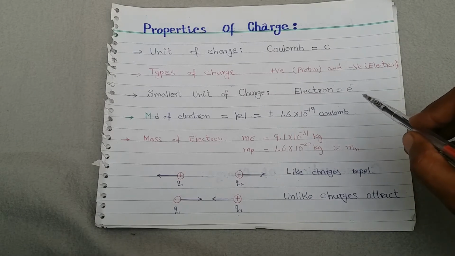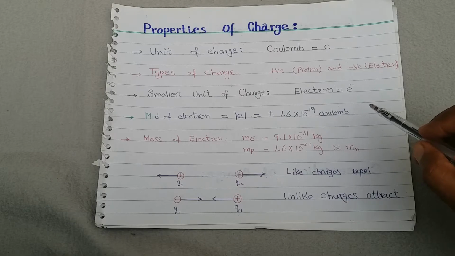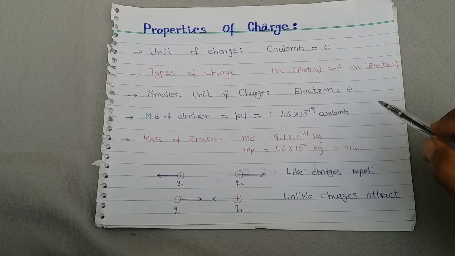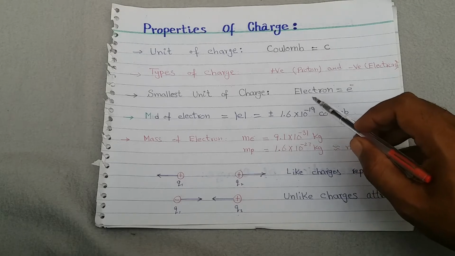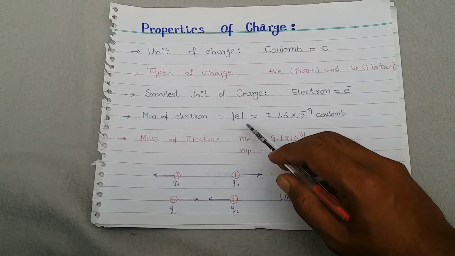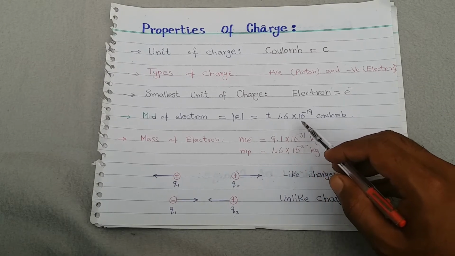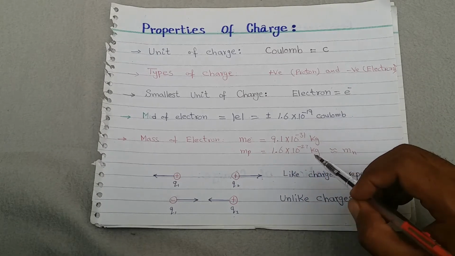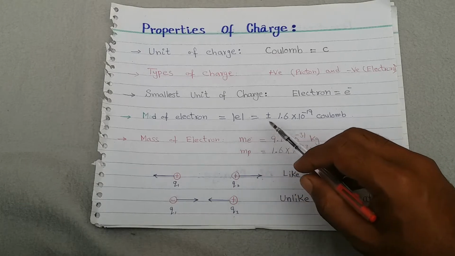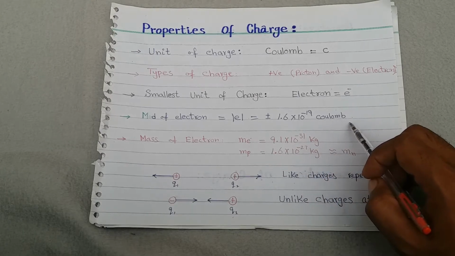In our further research we have very small units of charge which are smaller than the electron, but at 12th standard it is not necessary to know about those. Here we just remember that the smallest unit of the charge is the electron. What is the magnitude of the electron's charge? It is equal to plus or minus 1.6 times 10 raised to the power minus 19 Coulomb.